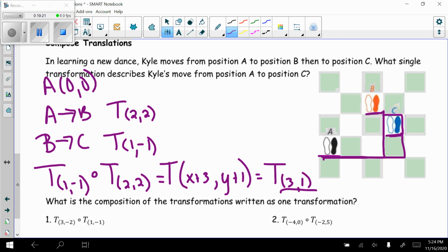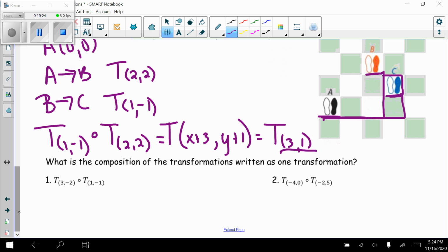So now we're going to do that without having a graph or anything to look at. What is the composition of the transformation written as one transformation? So I know it's going to be a translation. The first one says (3, -2), and then (1, -1). So look at your x's. They're both positive, so I add them together. What's 3 plus 1? 4. Then my y's, -2 and -1. Again, I add those together. -2 plus -1 gives me -3. So it's a translation of (4, -3).